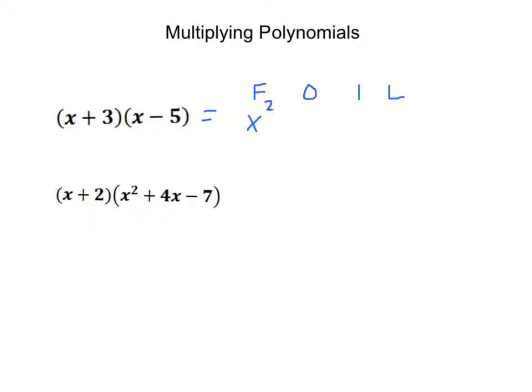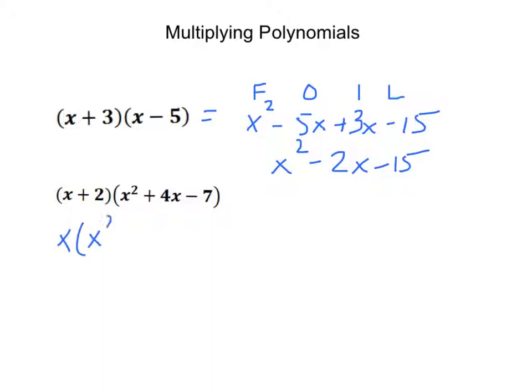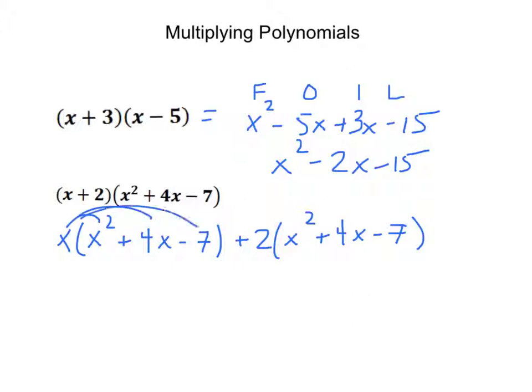So first, outer, inner, and last, and combining the like terms in the center. Now with the binomial times trinomial, I think that one way to see this that we didn't see in class the other day, we did talk about it briefly, would be to write it using the distributive property. And then you can multiply through, and then you can combine your like terms.